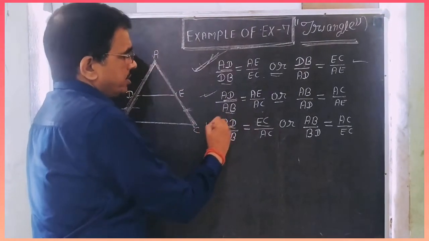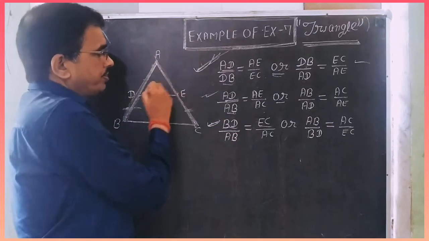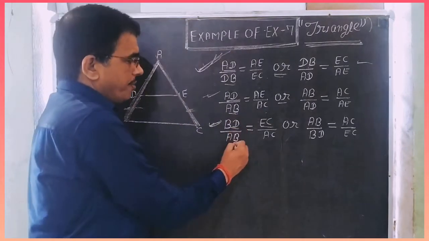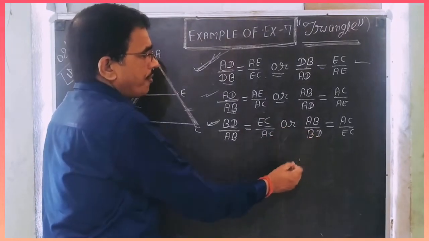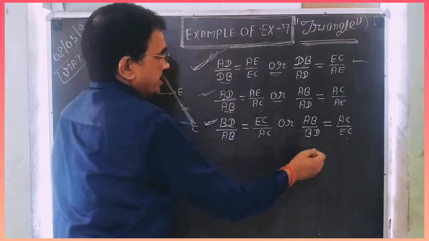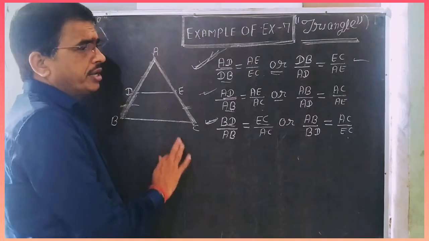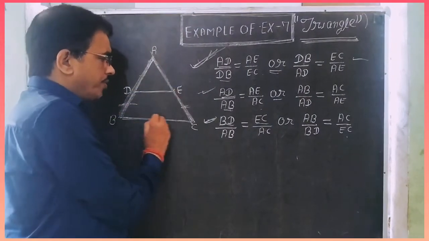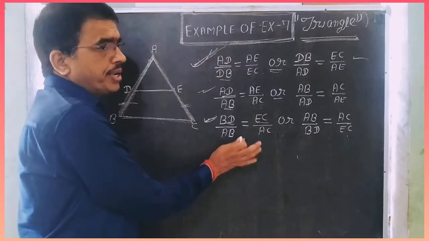It is the third way to express the ratio of the parts of the triangle by Thales theorem or basic proportional theorem. This BD by AB and EC by AC can also be written in the reciprocal form, that is AB by BD is equal to AC by EC. So there are six types. You can write the ratios of a triangle with a line parallel to a side by Thales theorem or basic proportional theorem.